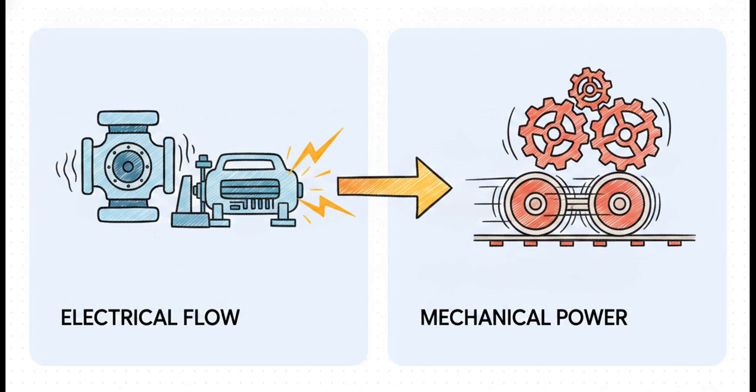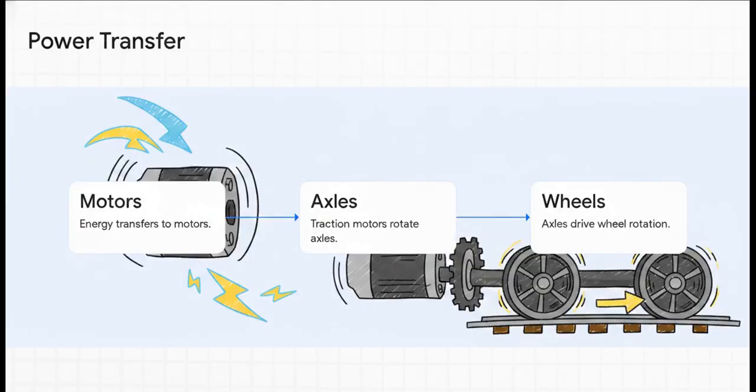This is the magical transition point in our animated journey. It is exactly where raw, buzzing electricity is successfully converted into physical, ground-shaking mechanical power. I mean, it's the whole reason the train can actually pull those incredibly heavy passenger coaches down the line in the first place. So here are the final critical steps in that mechanical power transfer.